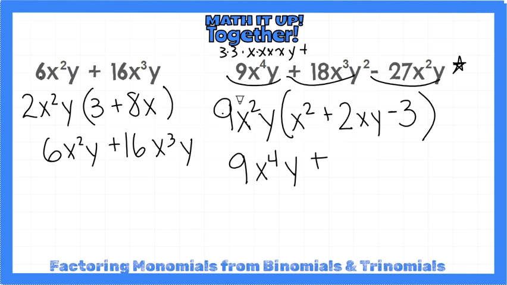Okay, now I'm going to distribute here. 9 times 2 is 18. 2 x's, 1 more is 3. Y and a y would be y squared. 9 times negative 3 is negative 27. I don't have any variables here, but I have these. All right, let's check this. 9x to the 4th y, 18x to the 3rd y to the 2nd, negative 27x squared y, and we are check and check.